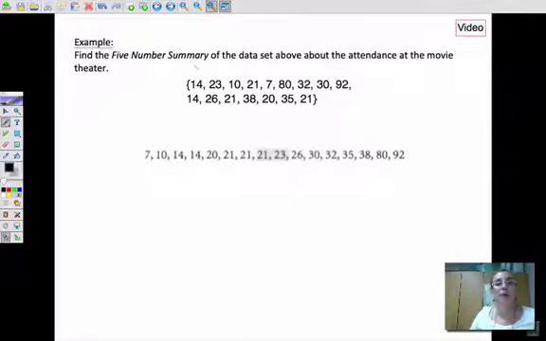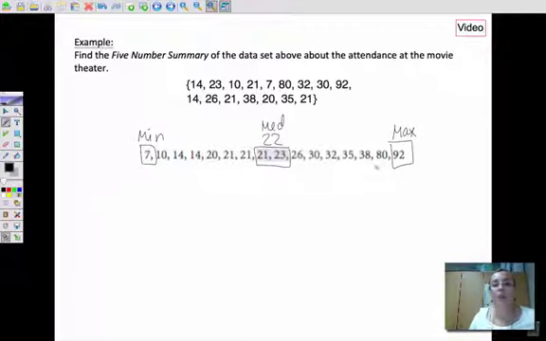So I want to find the 5-number summary about the movie theater data. So to save time, I already had put it in order from the previous example, so I just copied and pasted that here. We already know that the median is 22. We know from it being in order that the minimum is 7. And we know that the maximum is 92.